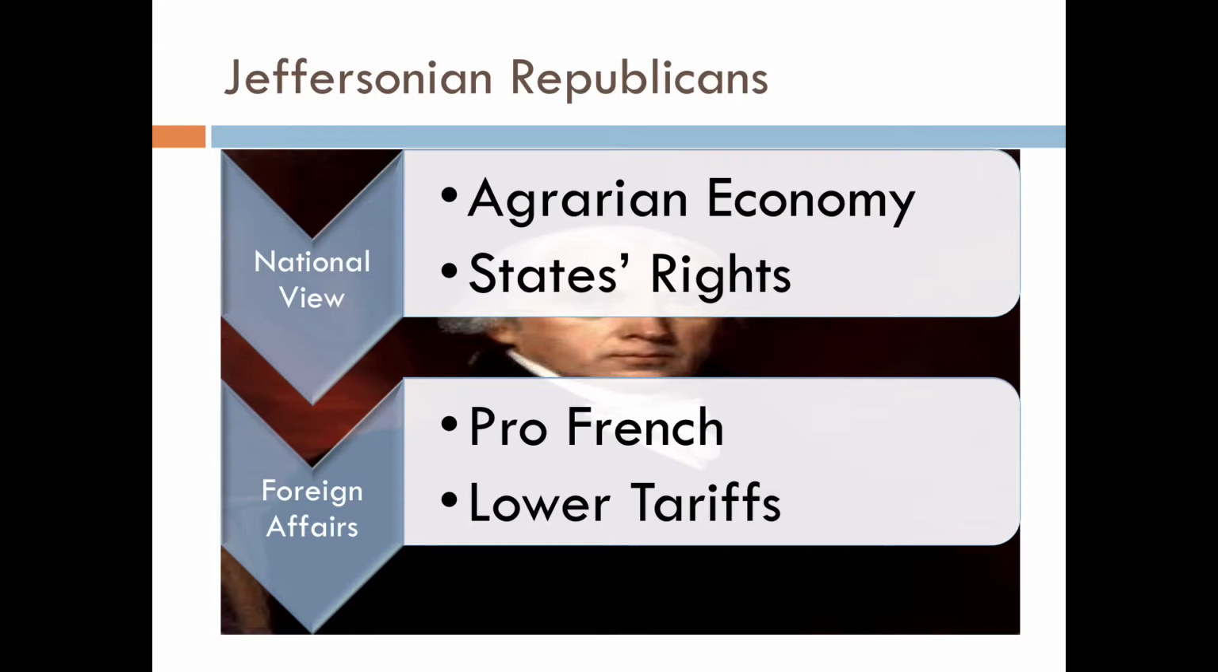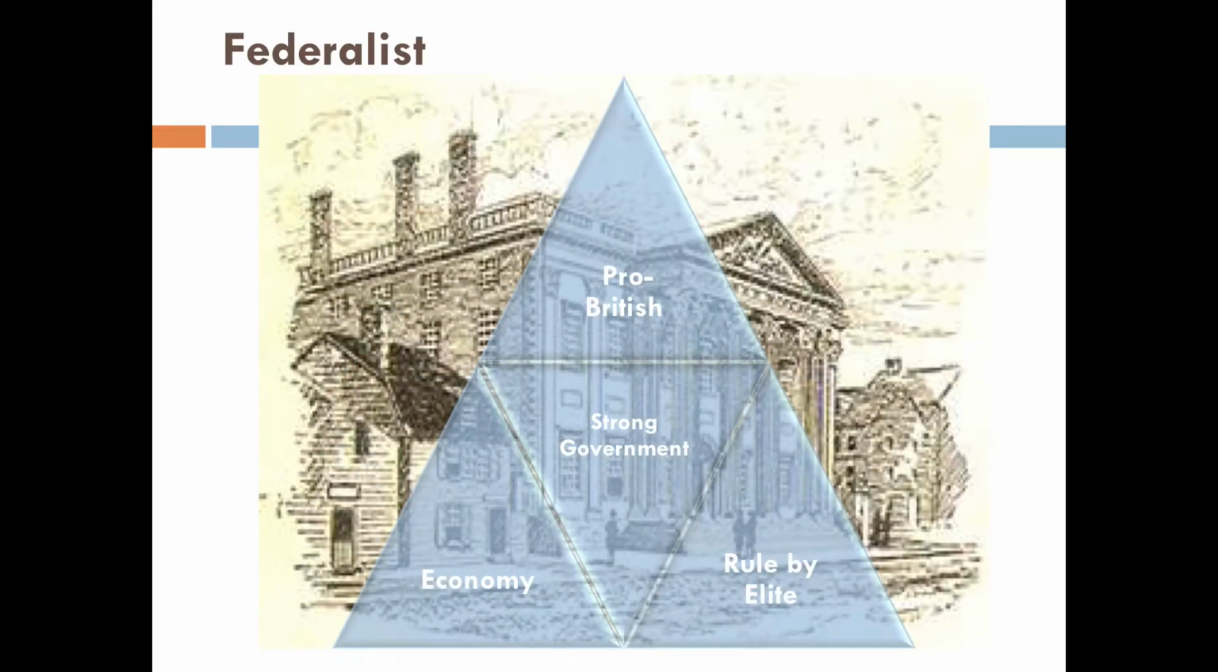States' rights. Where the Federalists were much more about a strong government, a strong centralized government with a powerful constitution and a president who had a lot of authority. They're pro-British when it comes to foreign affairs. They're also kind of on the elitist side. They do not like what we call democracy. George Washington himself called that mobocracy, and they believe in a strong economy.